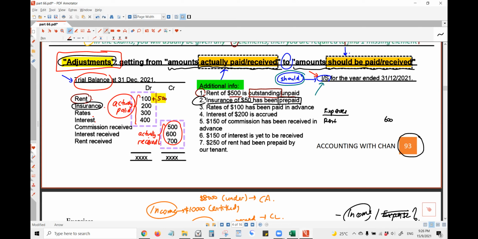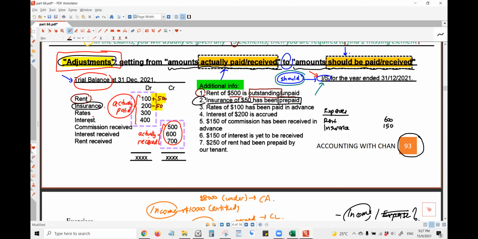So how to find the amount you are responsible to pay for the current year? You must remove the 50 so that you can get the amount you are supposed to pay for the current year. 50 is for the following year, so you remove it. So minus 50 here is the adjustment. Now show this in the income statement. Insurance, 200 minus 50, 150. Get what I mean? Okay, next one.